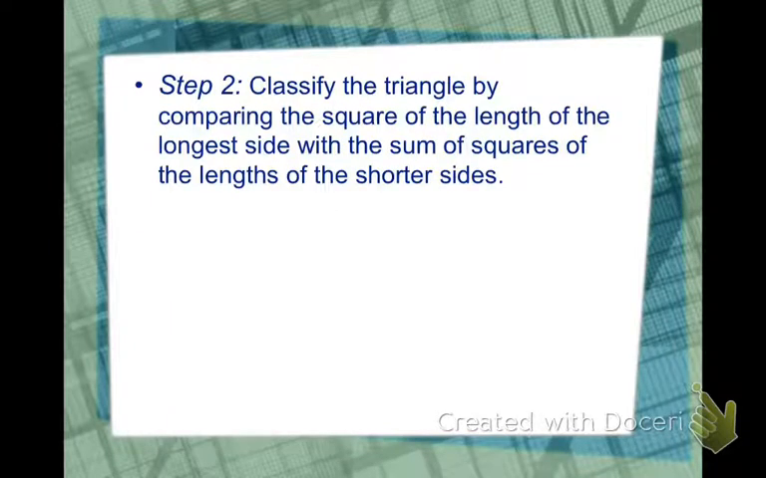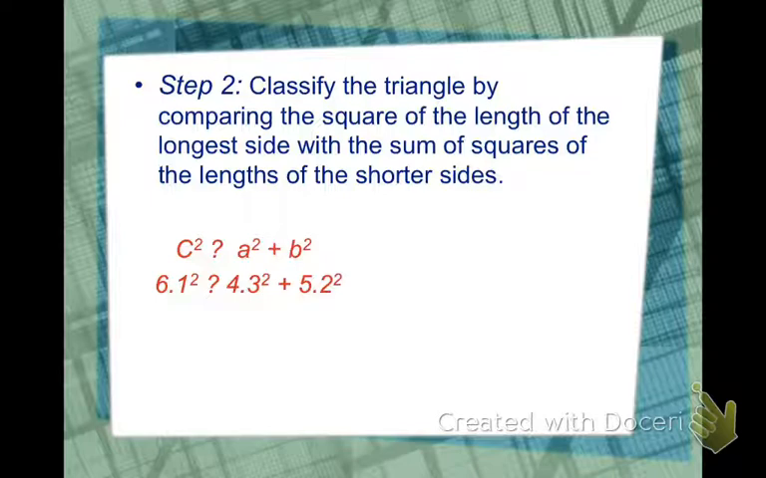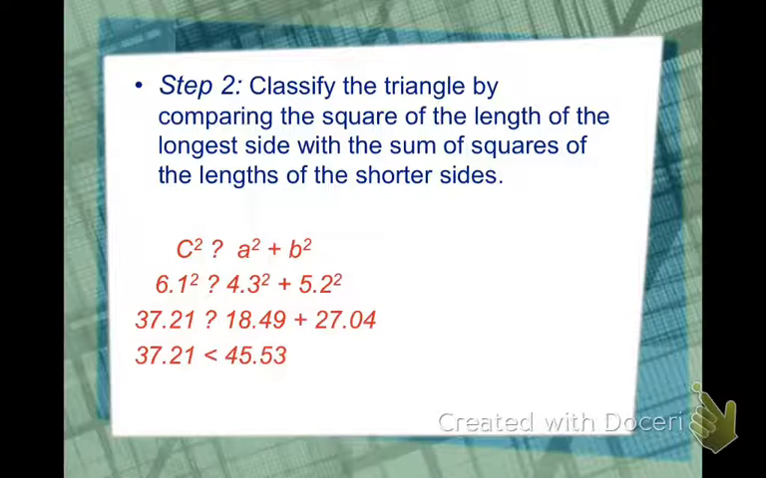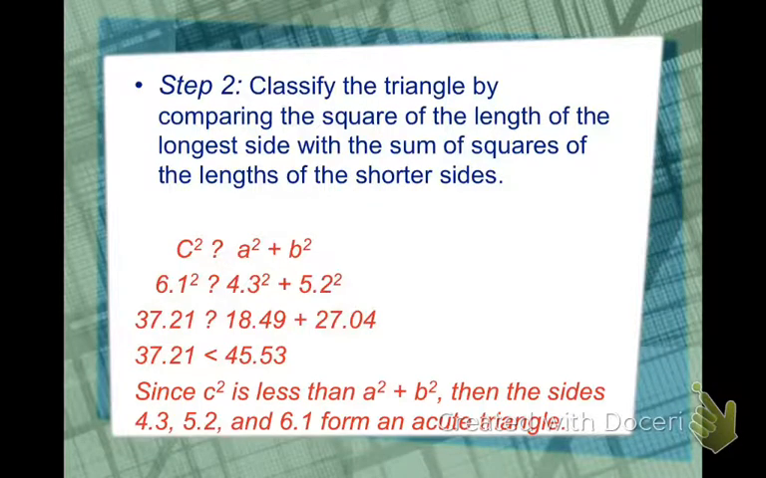Now, can we compare the square of the length of the longest side with the sum of the squares of the other two sides? So let's see that. Our 6.1 is definitely the longest side. That's got to be the hypotenuse if we're going to talk about a right triangle. And we're going to compare 6.1 squared to the sum of 4.3 squared and 5.2 squared. The sum on the right side of the inequality is clearly larger than the 6.1 squared, and the result there, since c squared, the longest side squared, is less, then we're talking about an acute triangle.